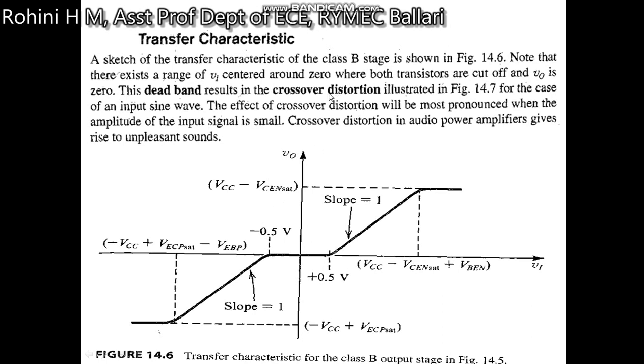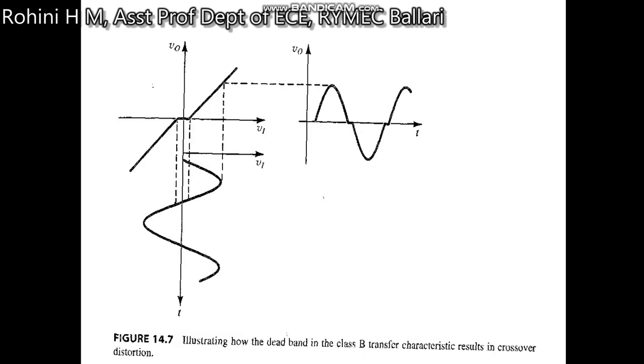So this results in crossover distortion, which is illustrated in the next diagram. This is the crossover distortion in the class B amplifier, which is shown here. You can observe here, since it is not continuous, this leads to a distortion in the output.